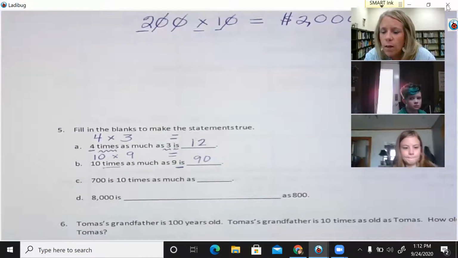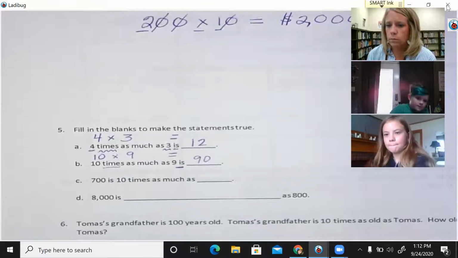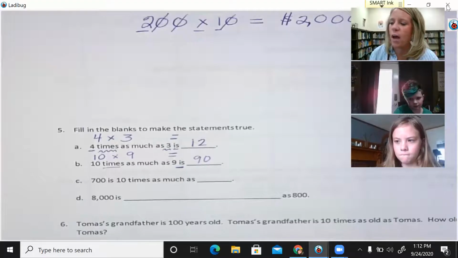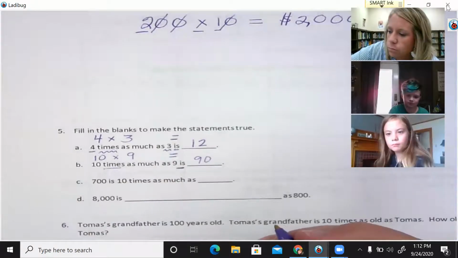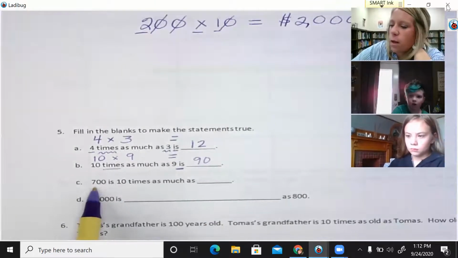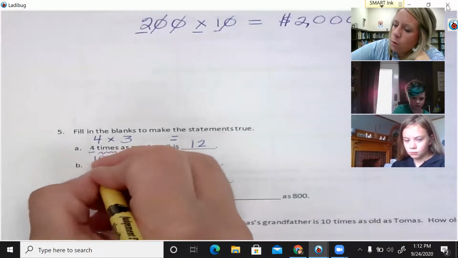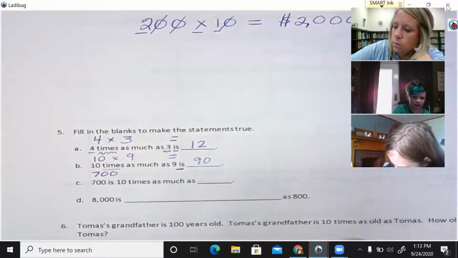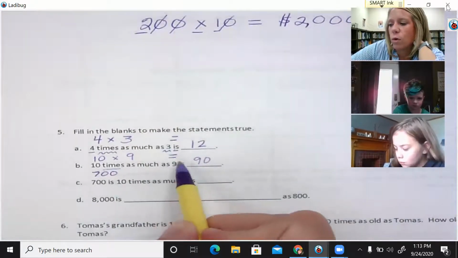Okay, letter C. Peyton, can you help me with letter C? $700 is 10 times as much as. Okay, now pay attention to this one. What are we going to start with? 10. No, help me translate. We're going to start here. What's our first number? 700. And then what do we put when we see the word is? Divided by. No, look up here. When we saw is, it means the same as. So what symbol is that?